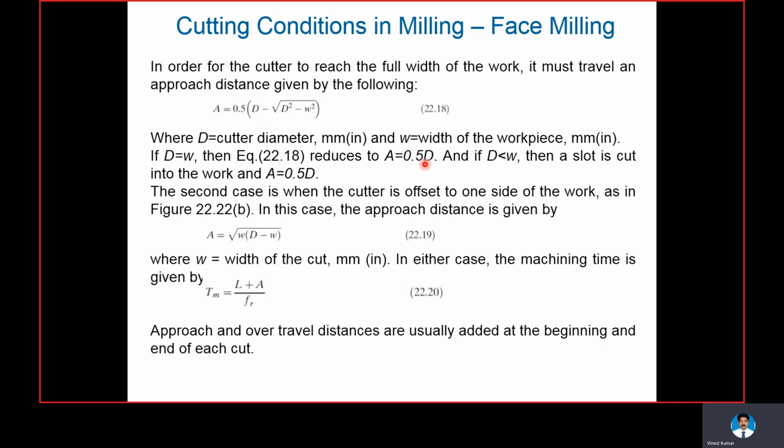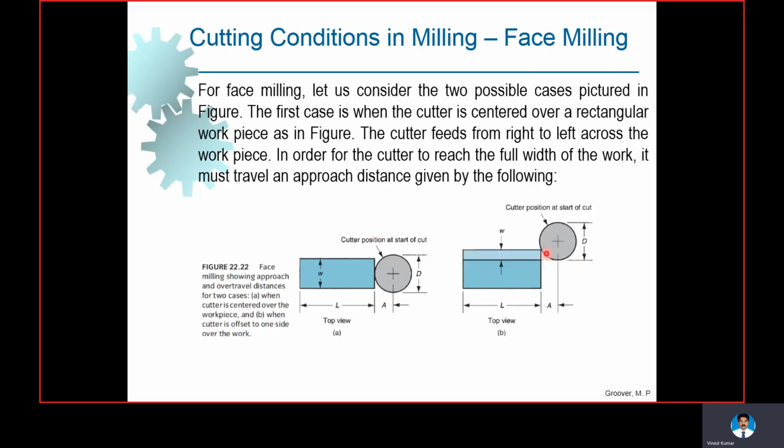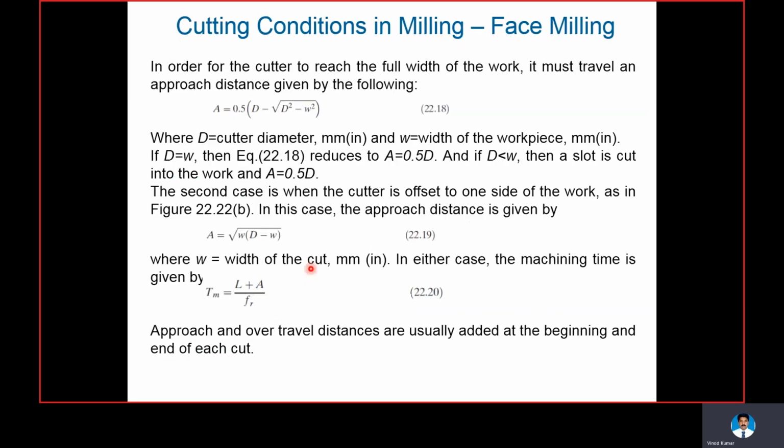Now in figure 2, the cutter is offset to one side of the work, as you could see here. In such cases, the approach can be calculated as A = the square root of W times (D minus W). W is the width and D is the diameter. The time required for machining is the total distance traveled, which is (L + A) divided by the feed rate. L is the length of the workpiece and A is the approach.